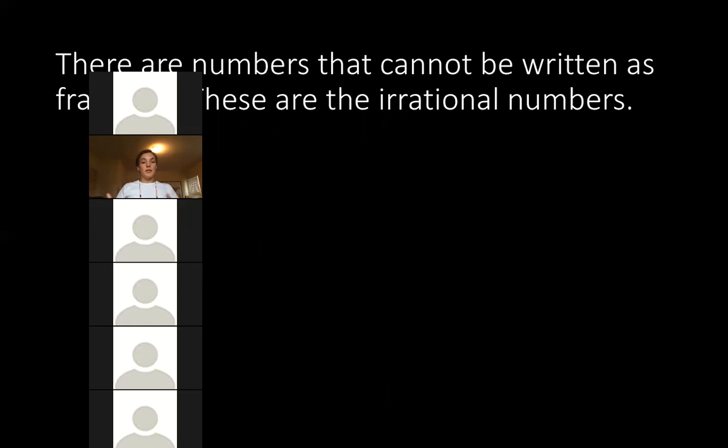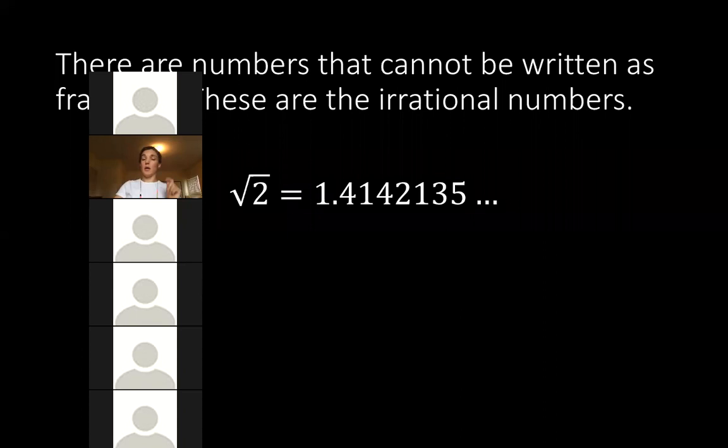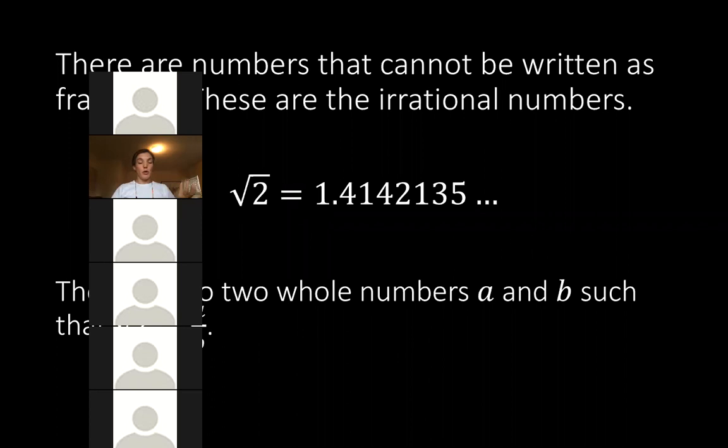And it turns out that there are numbers that cannot be written as fractions. So I think this is one of the deep mathematical ideas of the talk. It kind of blows your mind that there are numbers that cannot possibly be written as a ratio of one whole number to another. And these are called irrational numbers. So the square root of 2 is famously one of these irrational numbers. It's 1.4152135, but then if I kept reading the decimal places, I would go on forever. And again, there are no 2 whole numbers such that you can write the square root of 2 as the ratio of those two numbers.